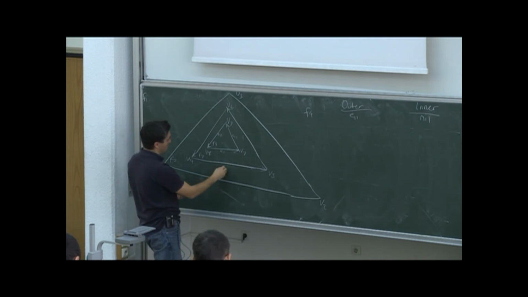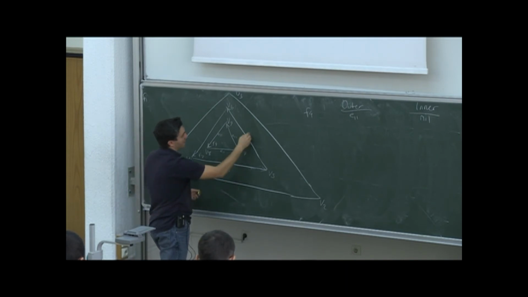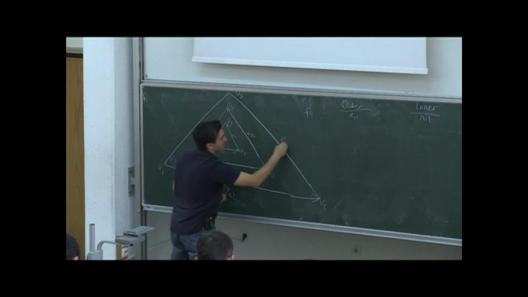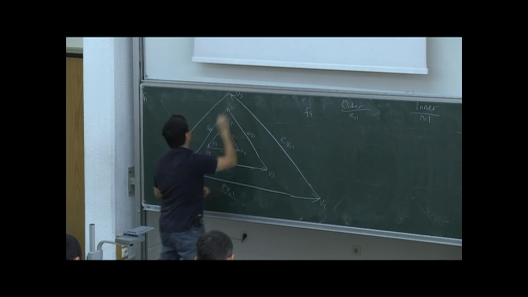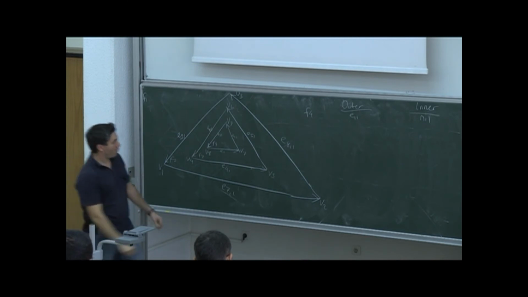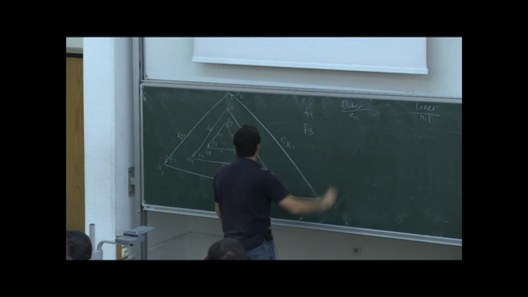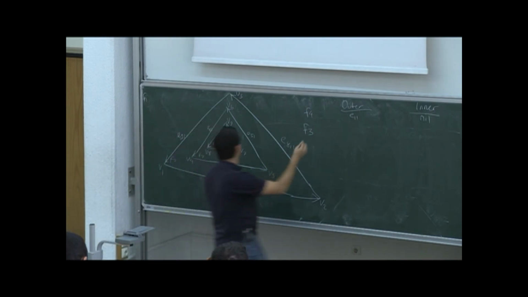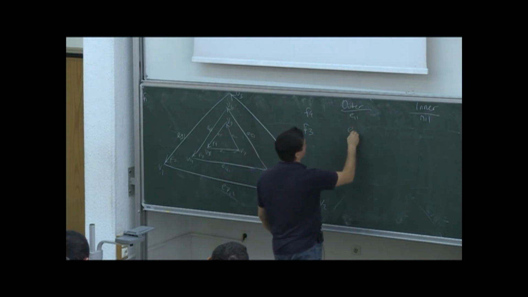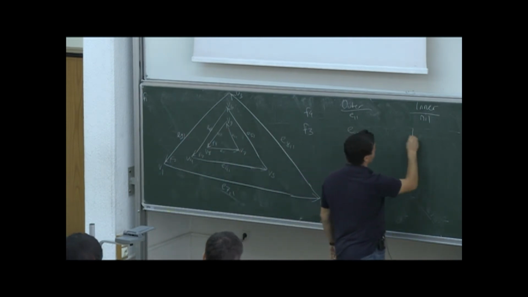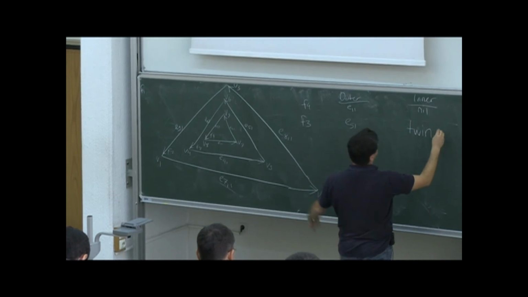For F3, let's name E41, E51, and E61. And this one, E71, E81, and E91. Now, for F3, its outer boundary is going to be like E41 or E61, any, or E51, any of them. Let's say E51, for example. And its inner boundary is going to be the twin of E21, for example.